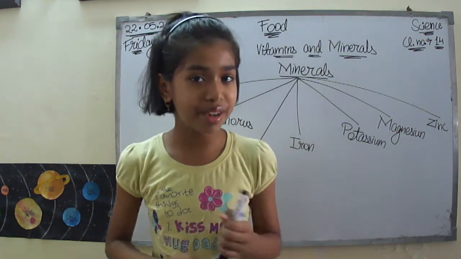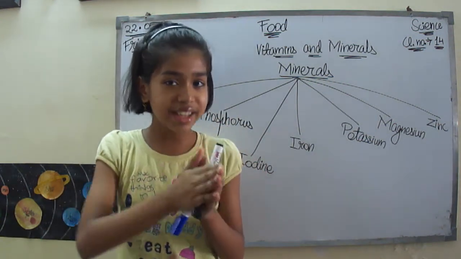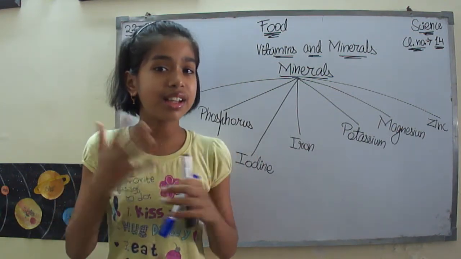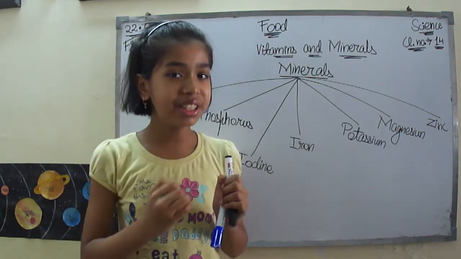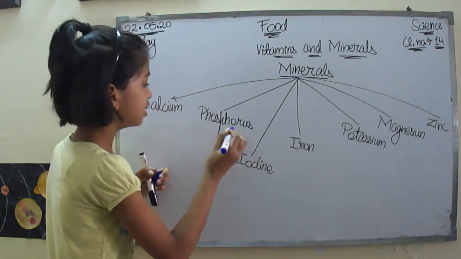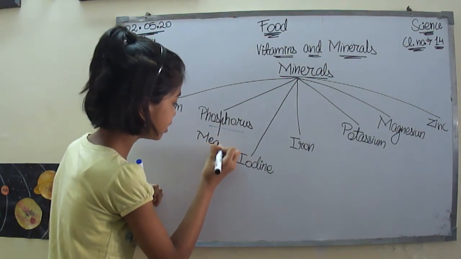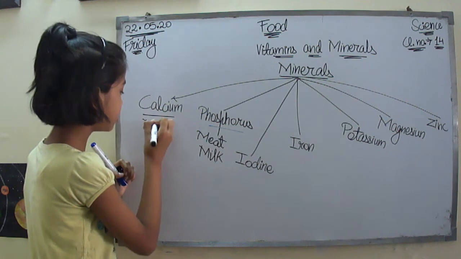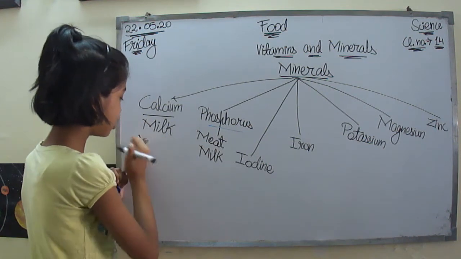Let's move on to the next mineral, which is phosphorus. Now the phosphorus is likely to be like calcium, and it also helps in other body functions. Phosphorus is found in meat and also a little amount in milk. Calcium is found in milk and its products, the dairy products, right?